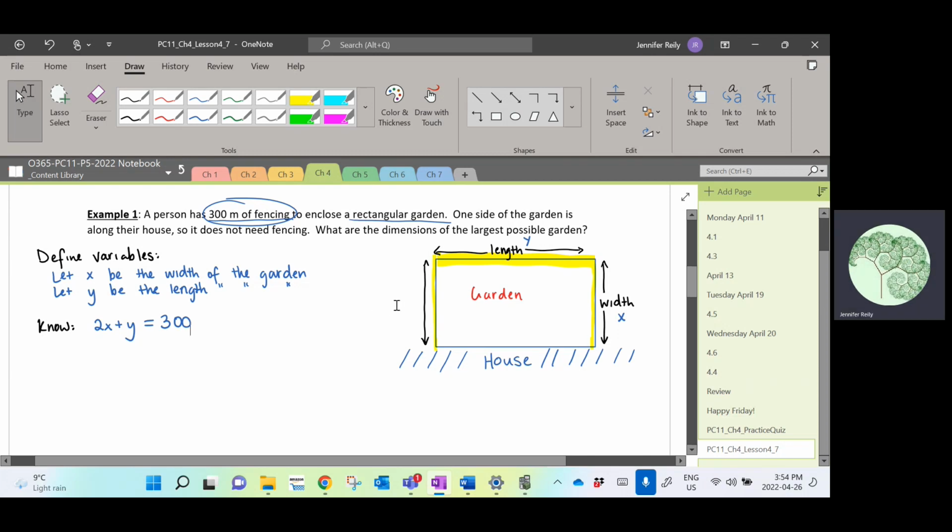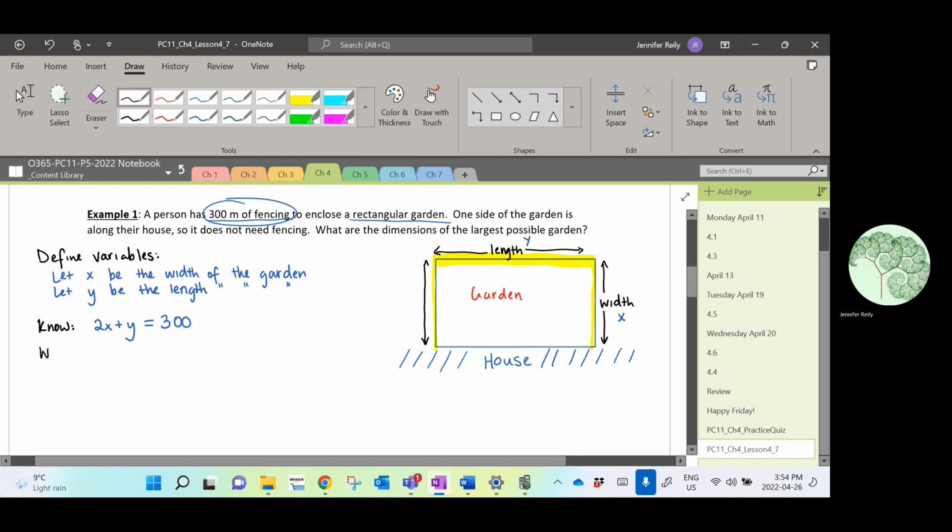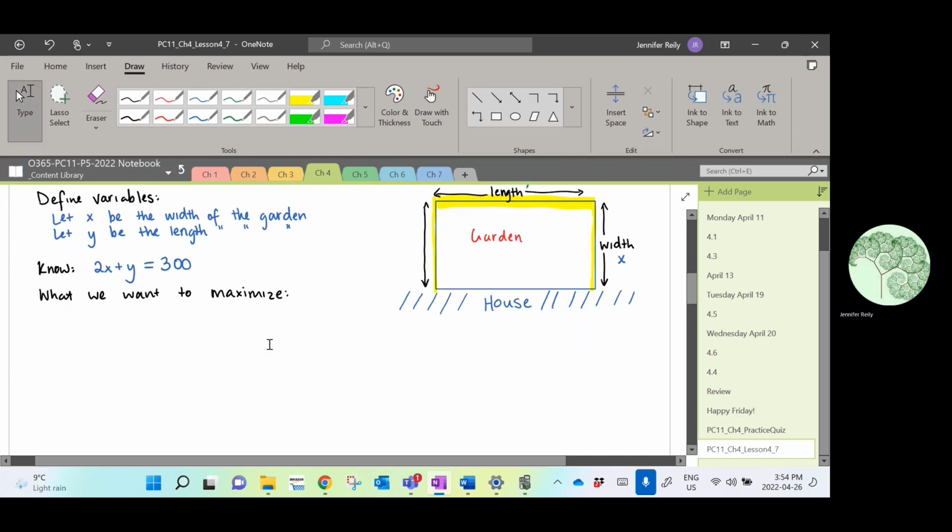Okay. And what do we want to maximize? So this is a maximizing problem. We want to maximize the area of the garden, the amount of space it takes up. What we want to maximize is area. And area is length times width, so it would be X times Y in this case.